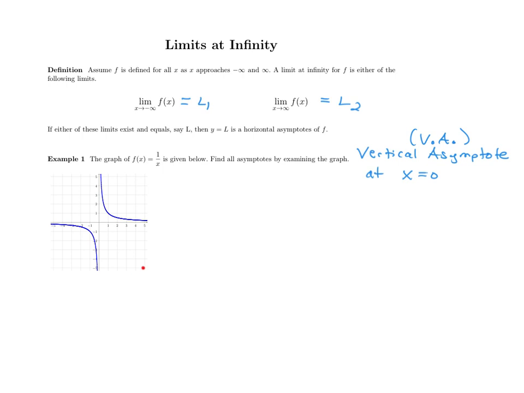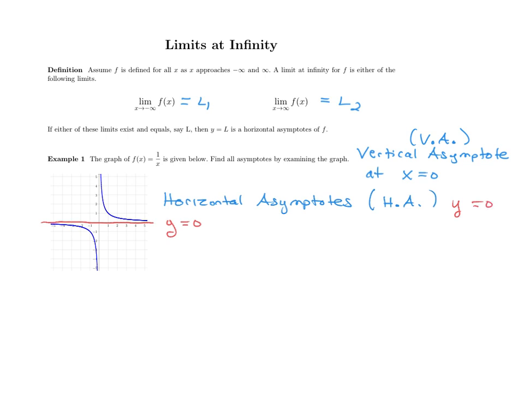Now, by looking at the graph, are there any other asymptotes? And the answer is yes. There are also horizontal asymptotes, and I'll abbreviate this HA. And actually, there's only one horizontal asymptote. If you look at the graph, it looks like the line y is equal to 0, which is the x-axis, is a horizontal line that the graph of 1 over x approaches. So what's the horizontal asymptote? It is, in fact, y is equal to 0.